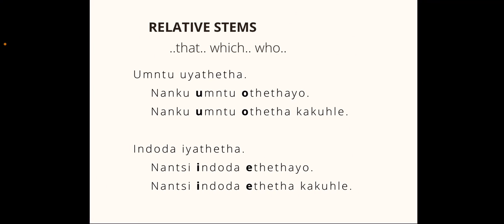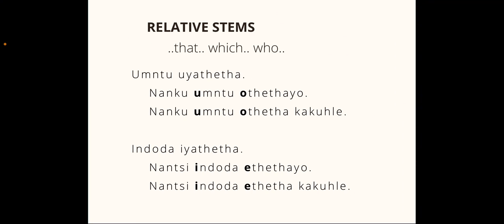And for that, we need to understand what relative stems are. So in Xhosa, we have a stem according to the noun class. We have a stem that introduces a relative clause. It's kind of like saying, you'll see in these examples, the person that does this, or that is such and such, which, who. For example, umntu uyathetha. The person or a person is speaking. Nanku umntu othethayo. Here is a person who is speaking. Here is a person that is speaking, or that speaks.